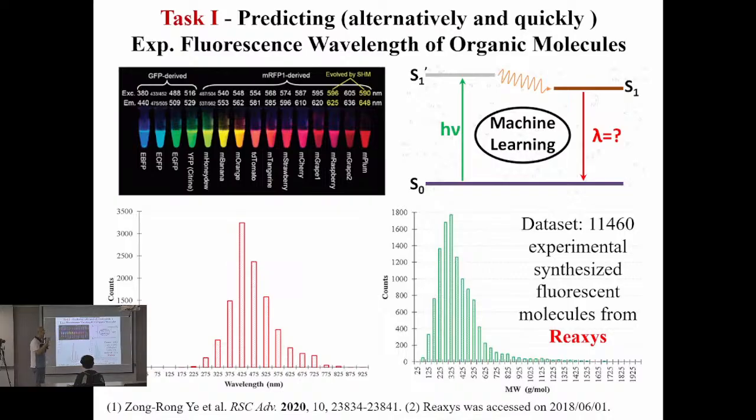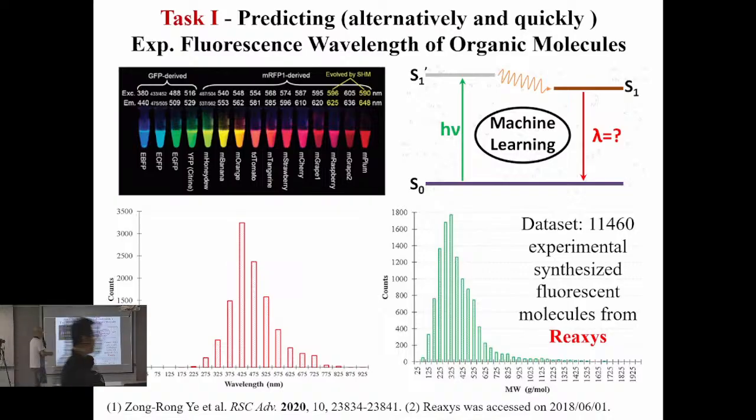Okay, so there's a relationship between the color and the sequence, or more precisely, between the color and the chemical molecular structure of the fluorescence protein. So we are inspired by this. Can we build a quick machine learning model to connect the structure and the color? So that's the goal we want.